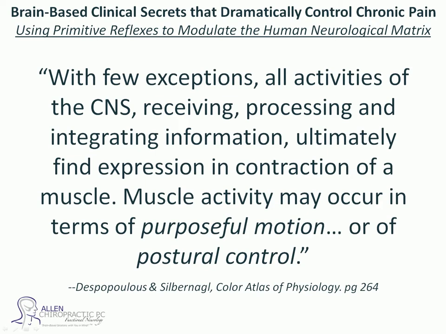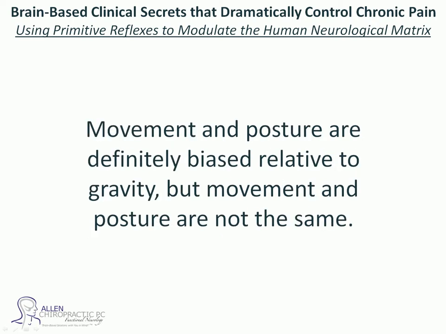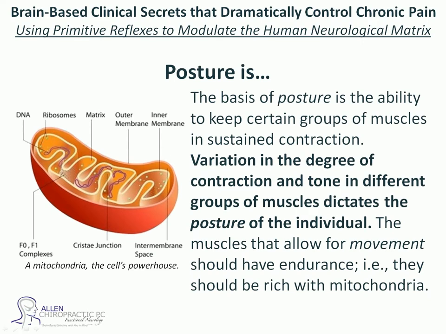There's two different aspects of the way the nervous system displays itself: purposeful motion and postural control, and it's important to know that one is upper body and the other is lower body for the most part. Movement and posture are definitely biased relative to gravity, but movement and posture are not the same thing. The basis of posture is the ability to keep certain groups of muscles in sustained contraction. Variation in the degree of contraction and tone in different groups of muscles dictates the posture of the individual.